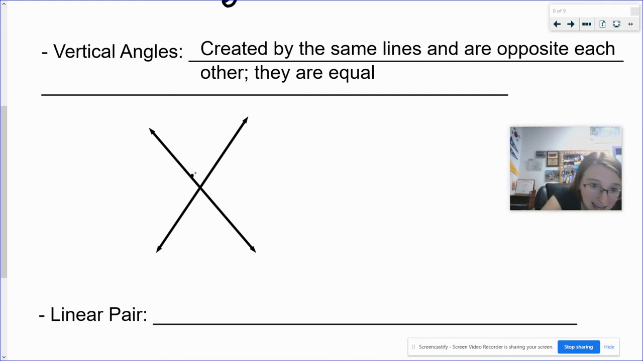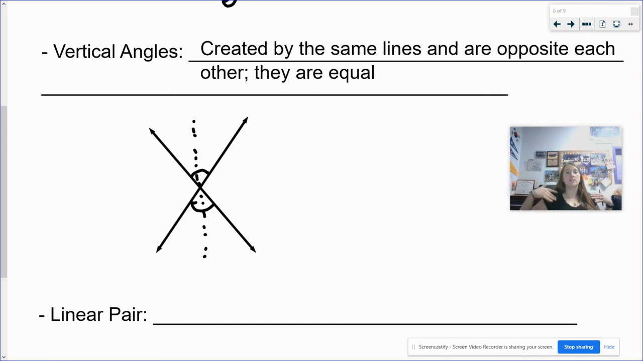So this angle is vertical to this angle. And here's kind of a trick to know how. Vertical means up and down, right? So vertical, if you notice, if I draw a line down these angles, I create a vertical line they both go through. So those angles are vertical because they are opposite across from each other.